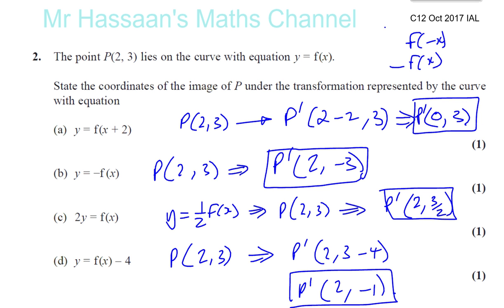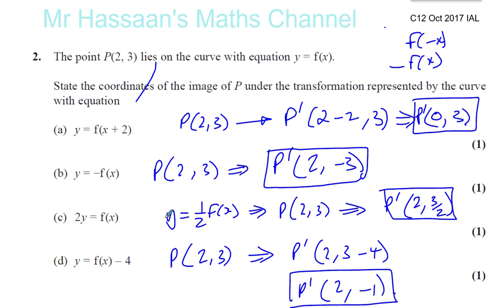It's pretty simple. Just have to remember, if there's a change that's taking place inside the function, it's associated with the x-coordinate, and you do the opposite. So if it says x plus 2, you take away 2 from the x-coordinate. That's on the inside. When it's associated with something outside the function, you change the y-coordinate. So the y-coordinate changes accordingly. Here you take the y-coordinate and you multiply it by minus 1. Basically, you change the sign of the y-coordinate.